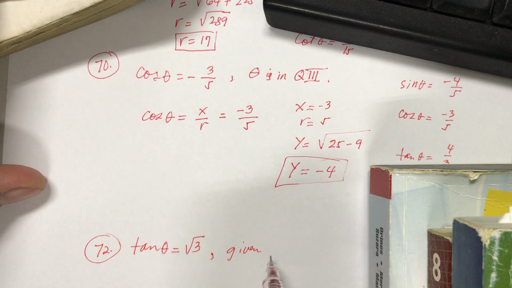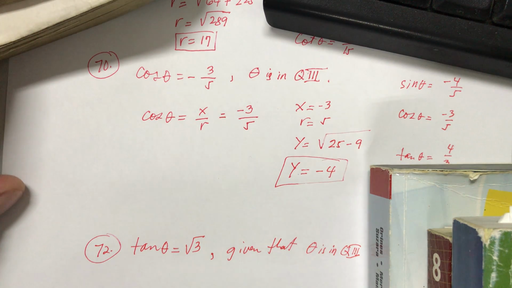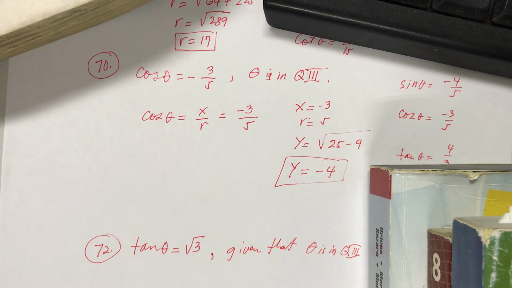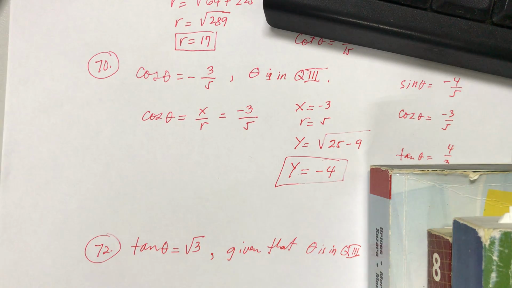given that theta is in quadrant 3. Again, tangent theta is square root of 3. Theta is in quadrant 3. The angle theta in standard position, its vertex is at the origin, its initial side is at the positive x-axis, is found in quadrant 3.